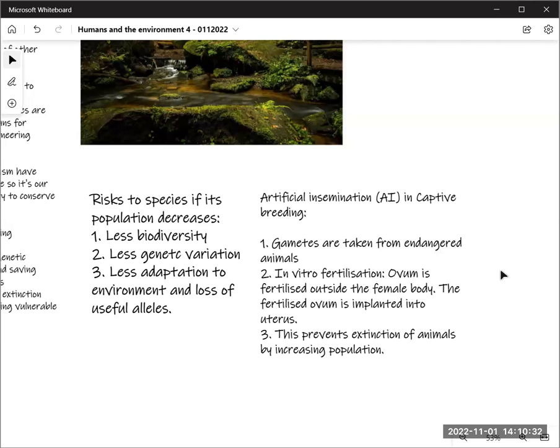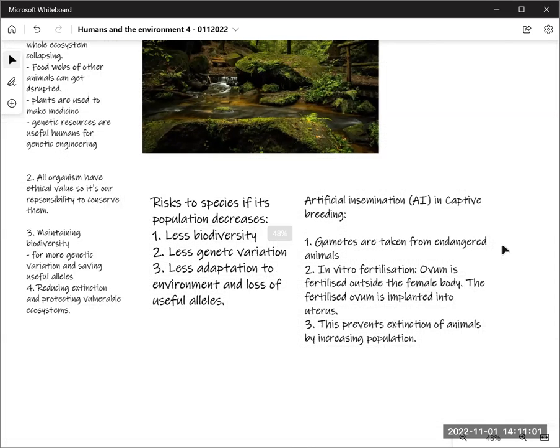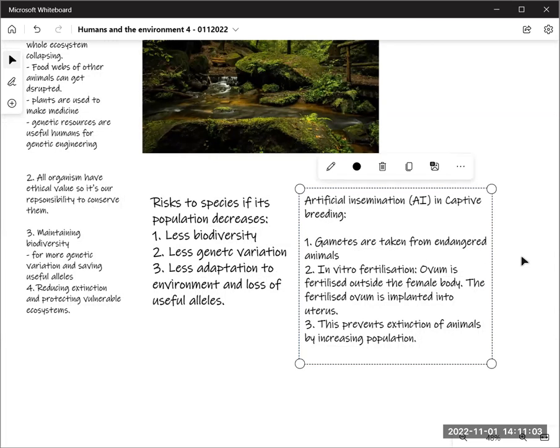Let's say we have only 10 tigers left in Britain. Then we take those tigers and we place them in a conservation site, and we take the gametes from them. We allow the reproduction to happen so that the population can increase very quickly, so that they don't get extinct. Right? Any questions? Amina? No. That's artificial insemination for you.